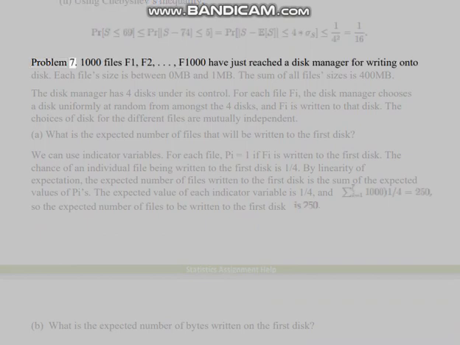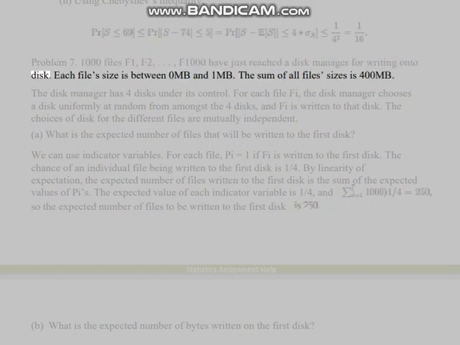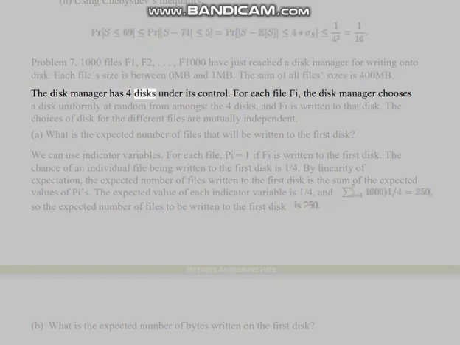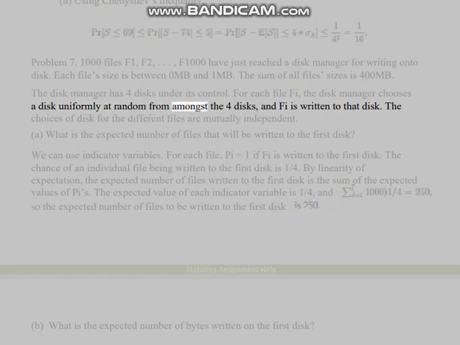Problem 7. 1000 files F1, F2, ..., F1000 have just reached a disk manager for writing onto disk. Each file size is between 0 megabytes and 1 megabyte. The sum of all file sizes is 400 megabytes. The disk manager has 4 disks under its control. For each file, the disk manager chooses a disk uniformly at random from amongst the 4 disks, and the file is written to that disk. The choices of disk for the different files are mutually independent.